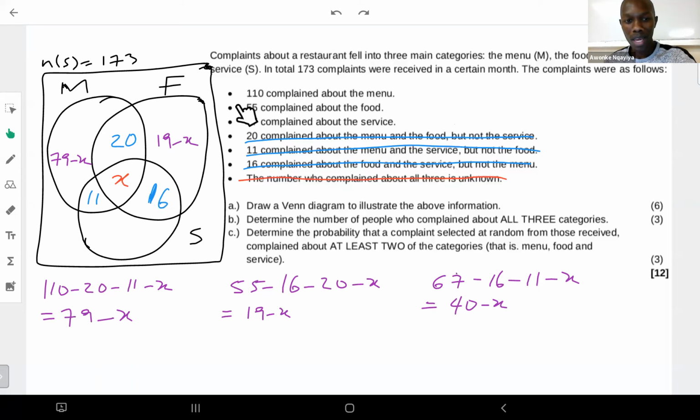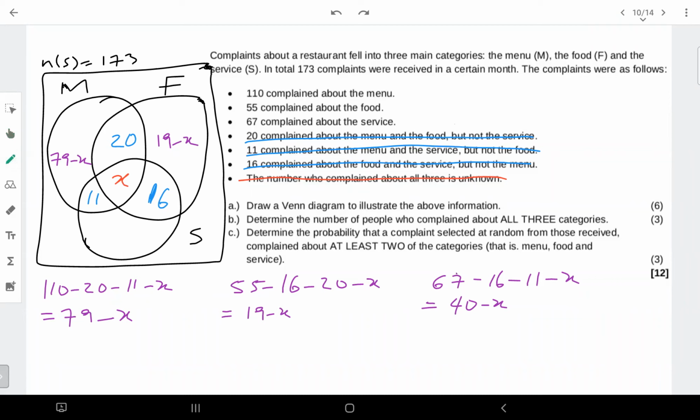Hence we say 110 minus those 20 complaints, minus those 11 complaints, minus those x complaints at the bottom. 110 minus 20 minus 11 minus x. We are trying to remove the ones that are already there in that bigger circle. And that sums to 79 minus x, the region for complaints about the menu only. Is that clear so far? Yes, it is. Thank you.